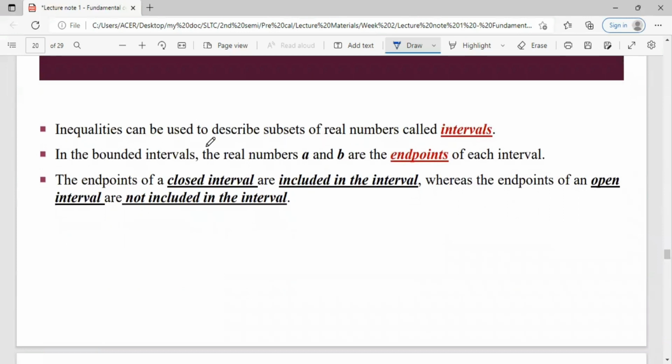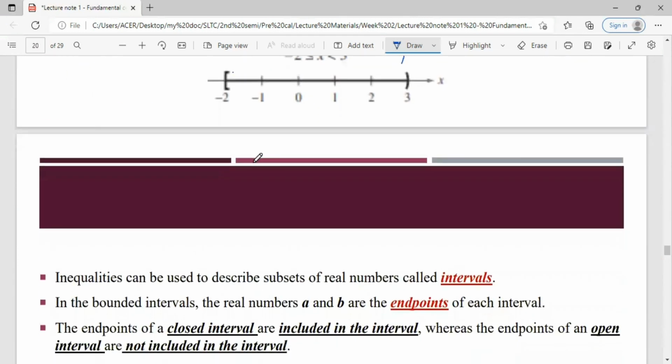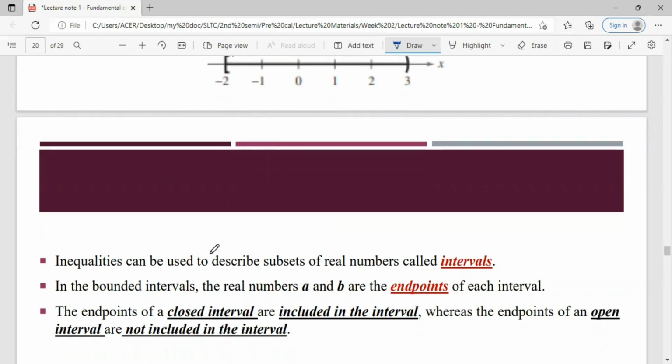Inequalities can be used to describe subsets of real numbers called intervals. So those inequalities, we can say, are intervals, right? So we call that one an interval.